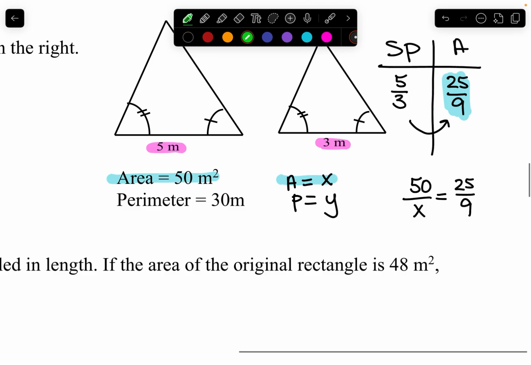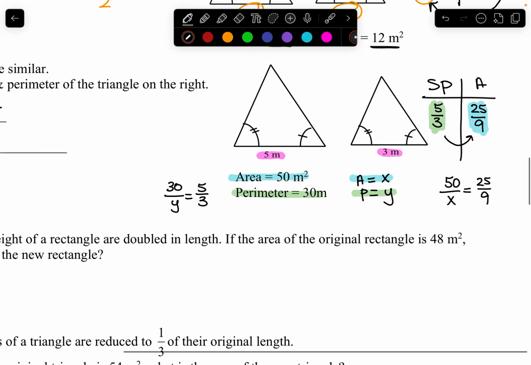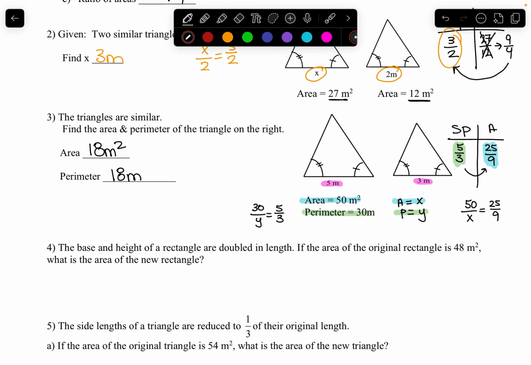Now, I'm going to do the same thing with my perimeter, but because I'm looking for perimeter, I need the perimeter ratio. So now I've got 30 over Y equals 5 over 3. And we get that, something's not right. I multiplied wrong. 30 times 3 divided by 5. There we go. And we get that Y is going to be 18 meters again. I don't know why they ended up being the same, but they were on this one. Okay.